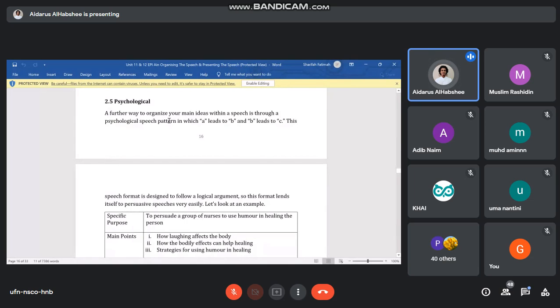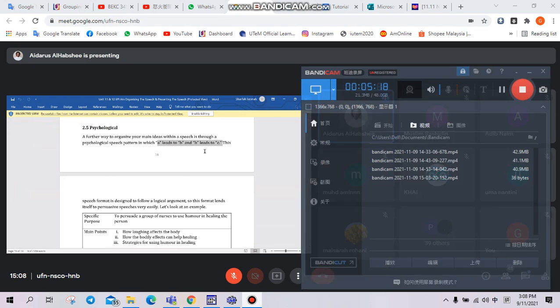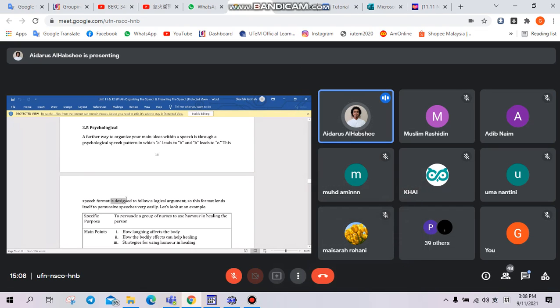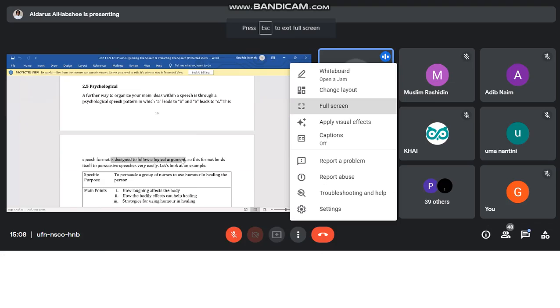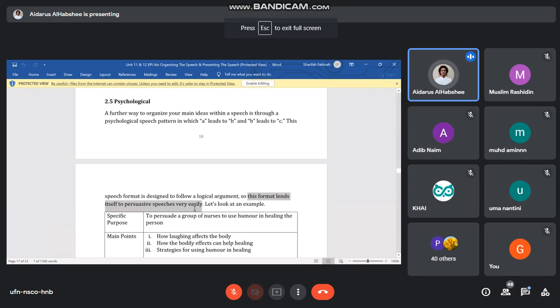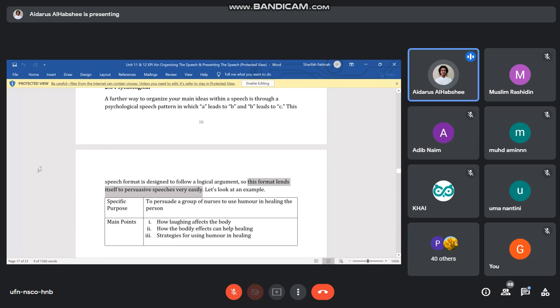So how do you organize using a psychological speech pattern, in which A leads to B and B leads to C. It is designed to follow a logical argument. This format lends itself to persuasive speeches very easily. This is also a kind of chronological pattern, but it's not going forwards or backwards. It follows a logical pattern, which is A must go to B, and B has to go to C. It cannot go from B to M, or B to D or E. It has to go to C.